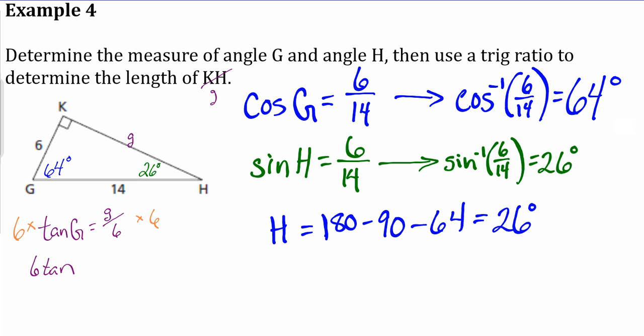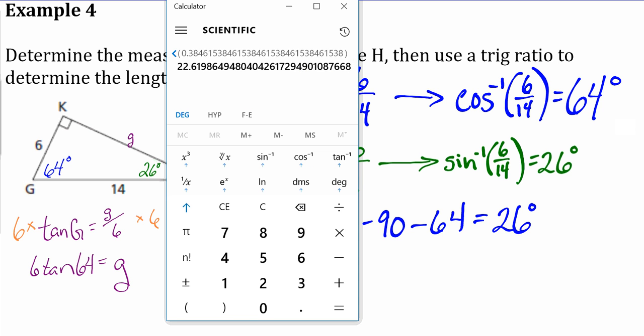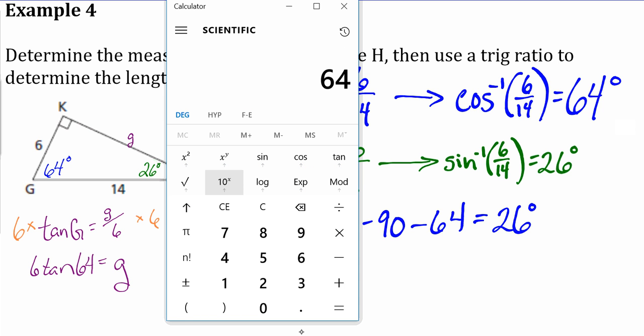And I know that angle G is 64, so I may as well put that in. And now this whole piece can go right into my calculator. 64 10 times 6. And we get 12.3.